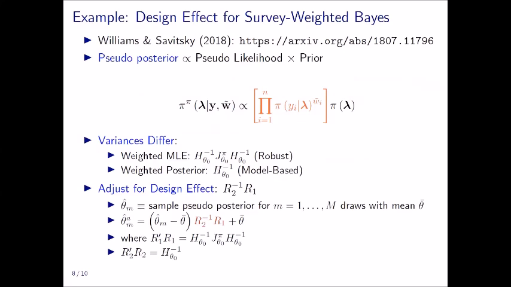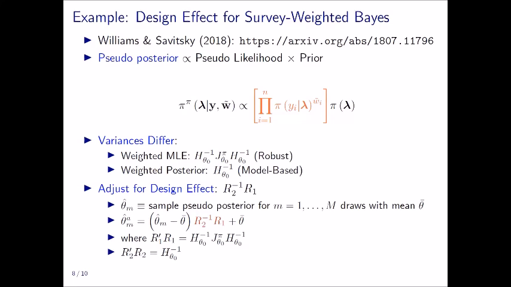So here's an example from a recent paper Chance and I have worked on, where we're looking at adjusting Bayesian models to incorporate the survey design. So you use the weight to mitigate the bias. What we're looking at here is the pseudo-posterior. It looks just like a regular posterior, likelihood times the prior, except we have a weighted likelihood term here.